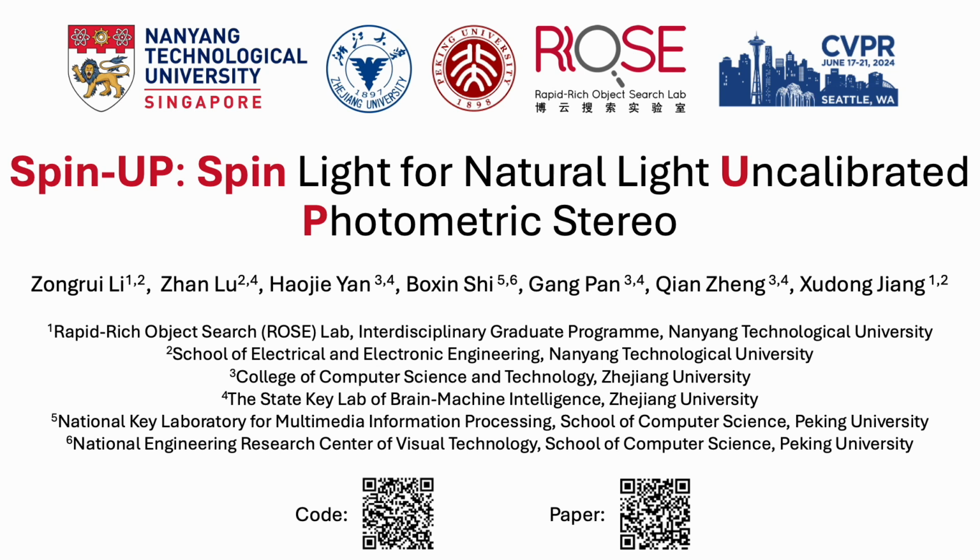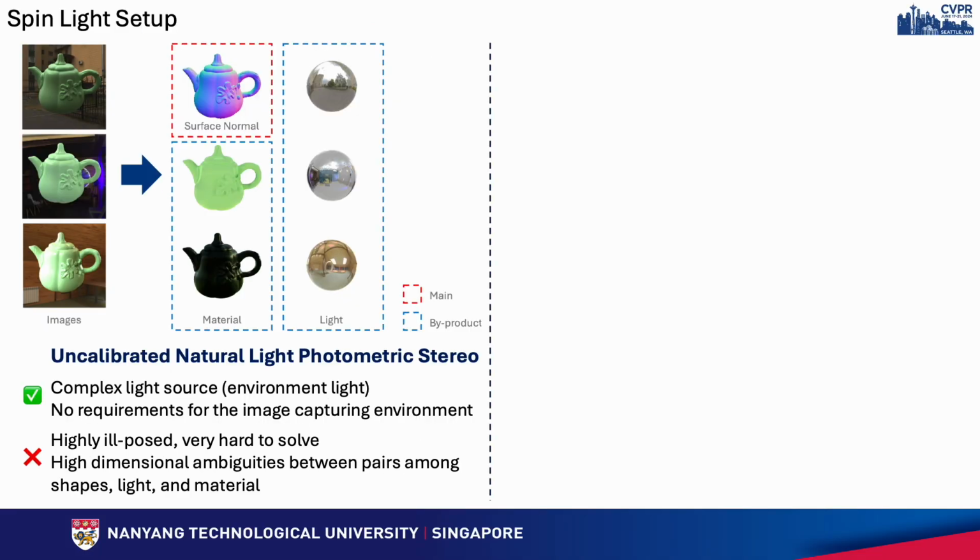Today I'm honored to introduce our work, Splitting Light for Natural Light Uncalibrated Photometric Stereo. In this paper, we aim to solve the problem of uncalibrated photometric stereo under natural light conditions. That is, given a set of images of an object captured under varying environment light, we reconstruct not only the 3D surface of the object but also the lighting and material properties. This problem is extremely challenging as it involves many unknowns and ambiguities among light, material, and shape.